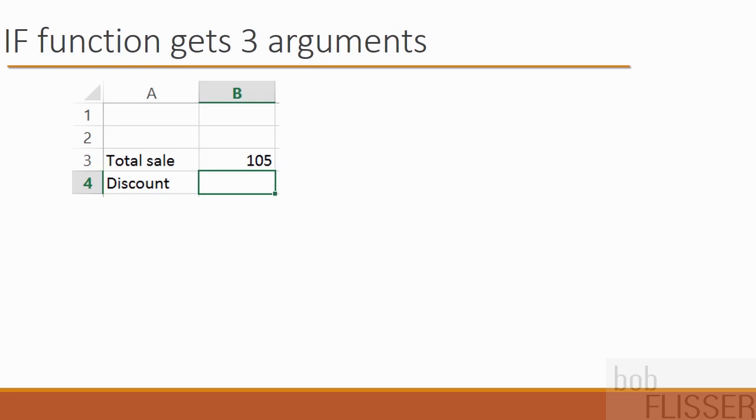So here's the syntax of the function and how we would write it for this example. Like every Excel function, it starts with an equal sign and then the name of the function. And also, like every Excel function, there has to be a set of parentheses. Now, the first argument is the condition. In this example, the condition is B3 is greater than 100. It's like a question. Is B3 greater than 100?